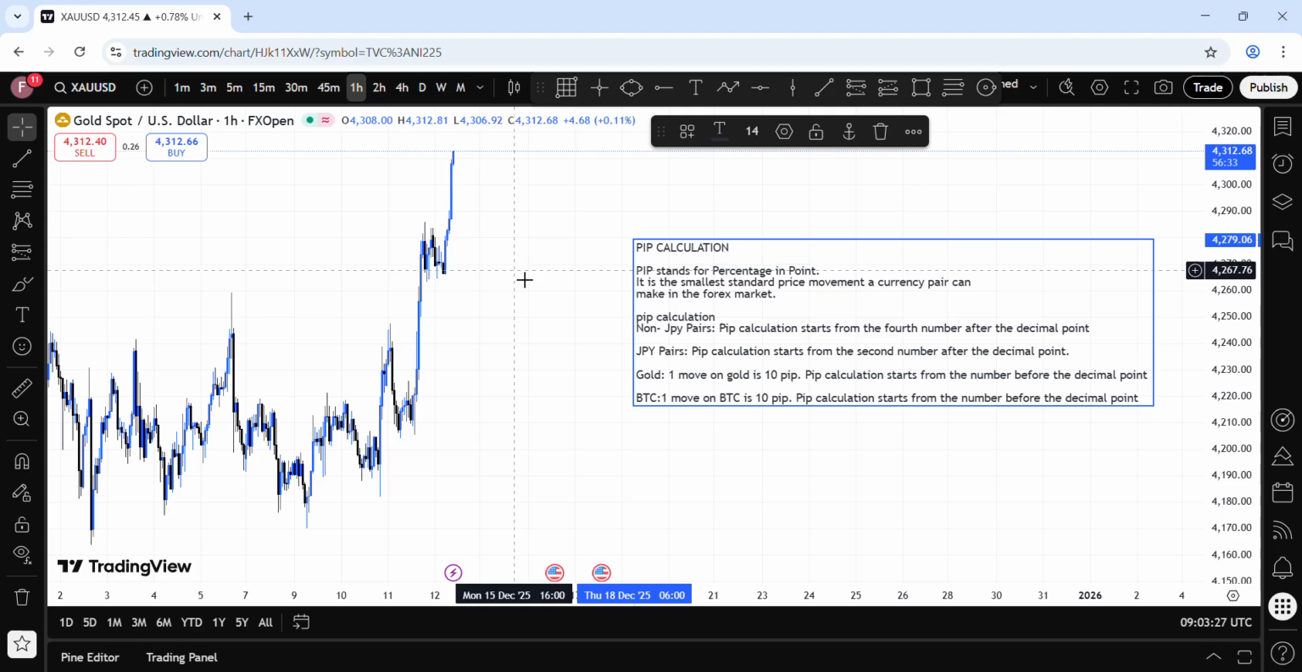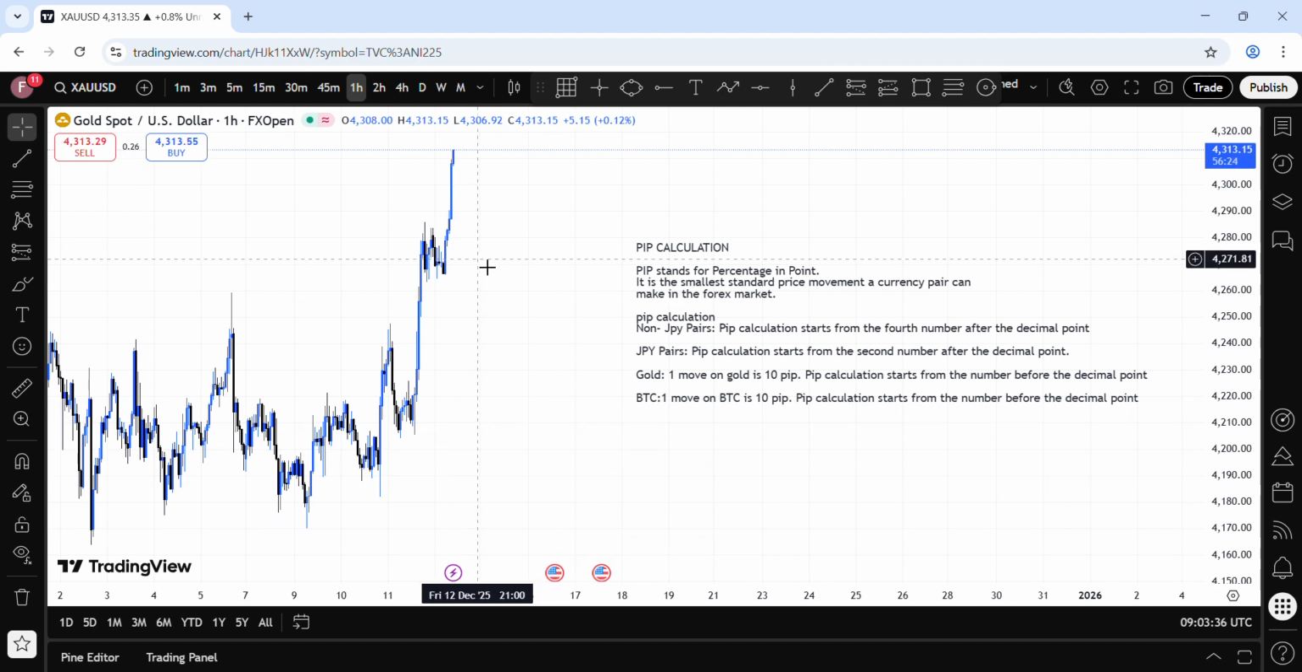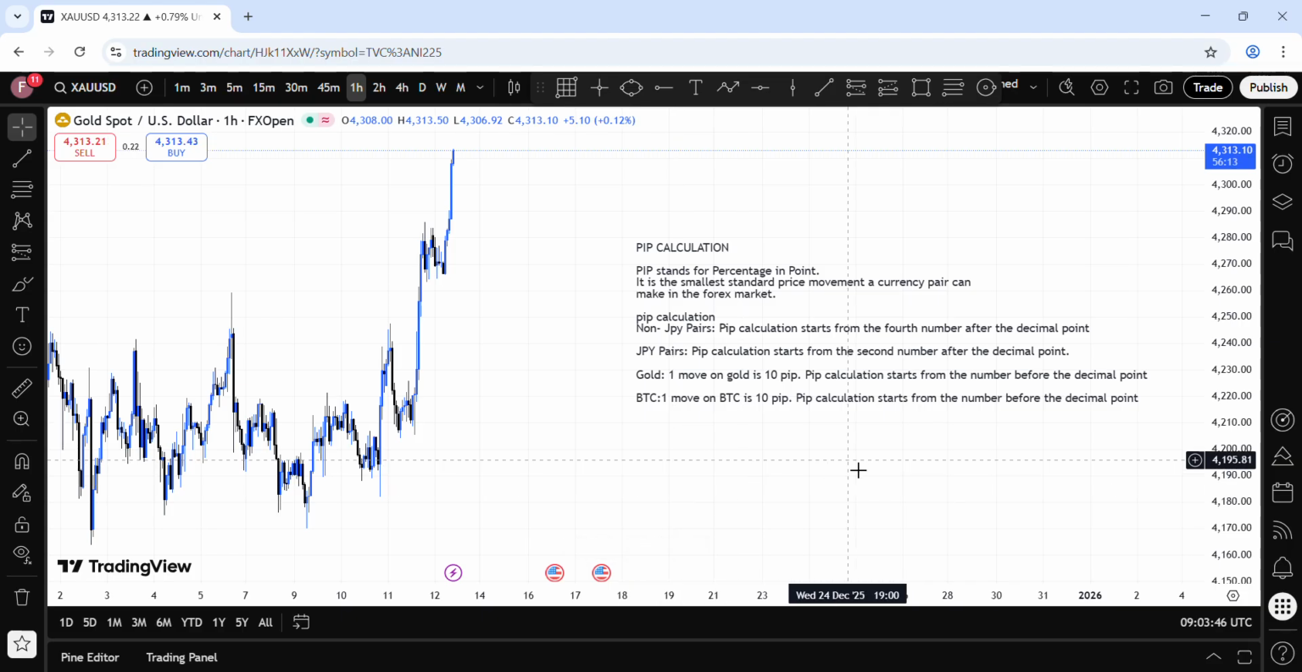Moves 10, 20, 30, 40, 50. So one move on a normal currency pair that is not volatile, the movement of gold is like this, because gold is very volatile. You can see the way it's shooting up. Normal currency pairs just move 1, 2, 3, 4, 5, but gold is moving 10, 20, 30, 40, 50. Do you understand?